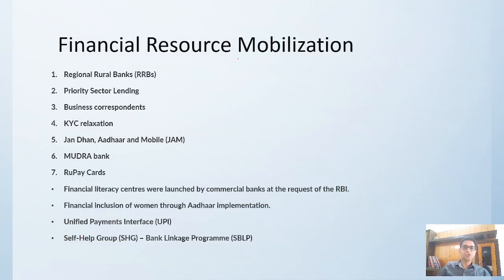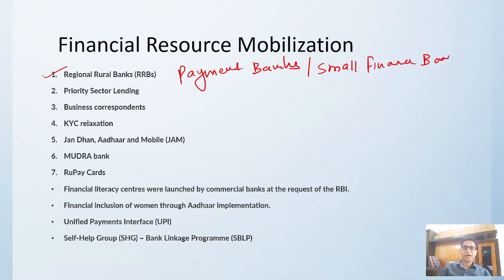Now we have financial resource mobilization. We have regional rural banks. We have payment banks. We have small finance banks. We are doing priority sector lending. Okay, you know priority sector lending, where government is asking the regional rural bank, scheduled commercial bank to allocate a particular percent to that sector. Agriculture sector, economically weaker section, renewable energy section. So there are a lot of sections there.